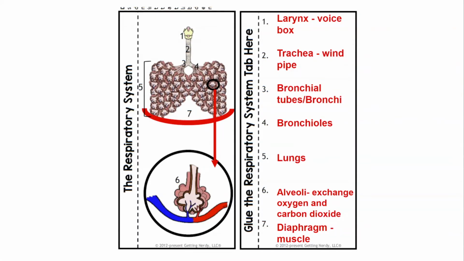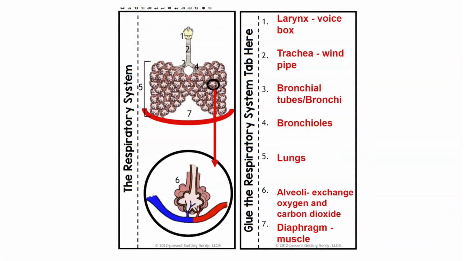So let's look a little bit closer at these parts. We've got our larynx at the top, which is your voice box that leads to your trachea, which is also called your windpipe. And then things branch off from the trachea into the bronchial tubes, which are also called the bronchi. And then those become even smaller branches into the bronchioles. And then that's made up of the entire lungs.